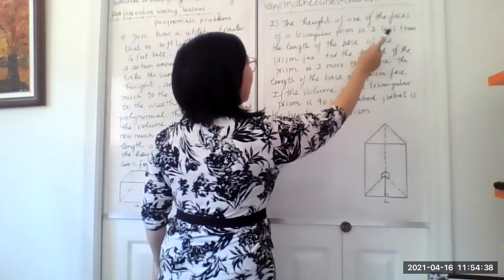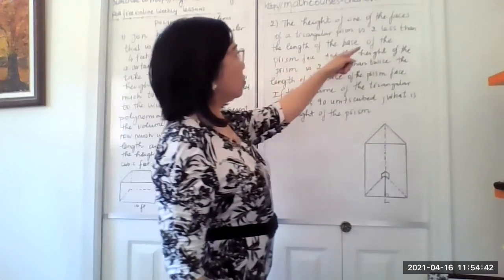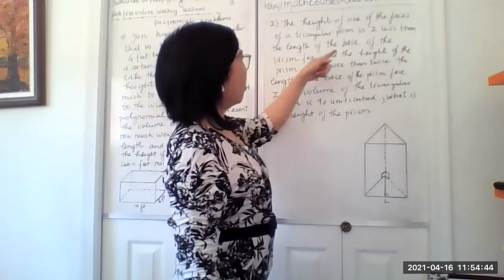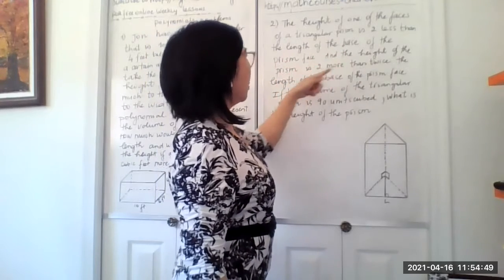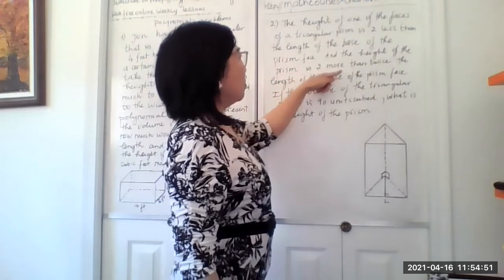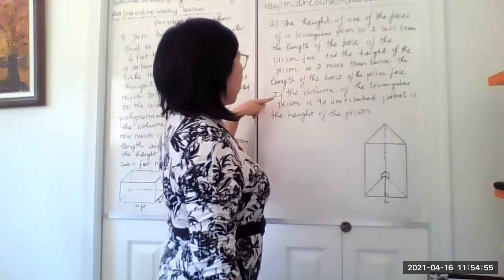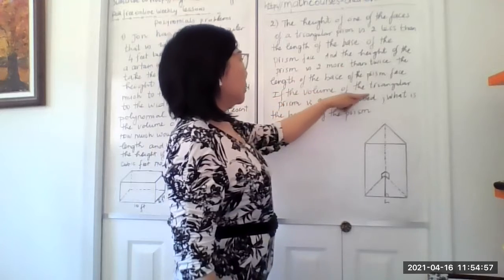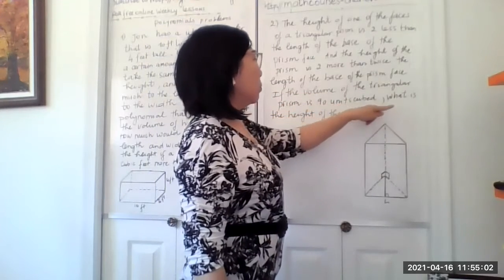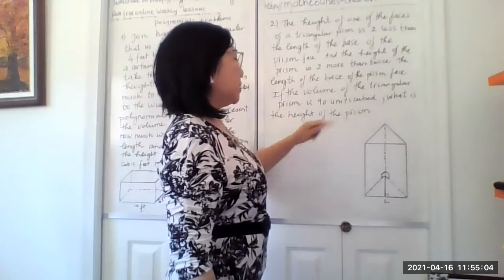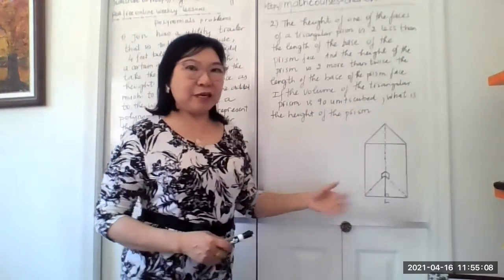The height of one of the faces of a triangular prism is 2 less than the length of the base of the prism face. And the height of the prism is 2 more than twice the length of the base of the prism face. If the volume of the triangular prism is 90 units cubed, what is the height of the prism? So let me show you the diagram here.